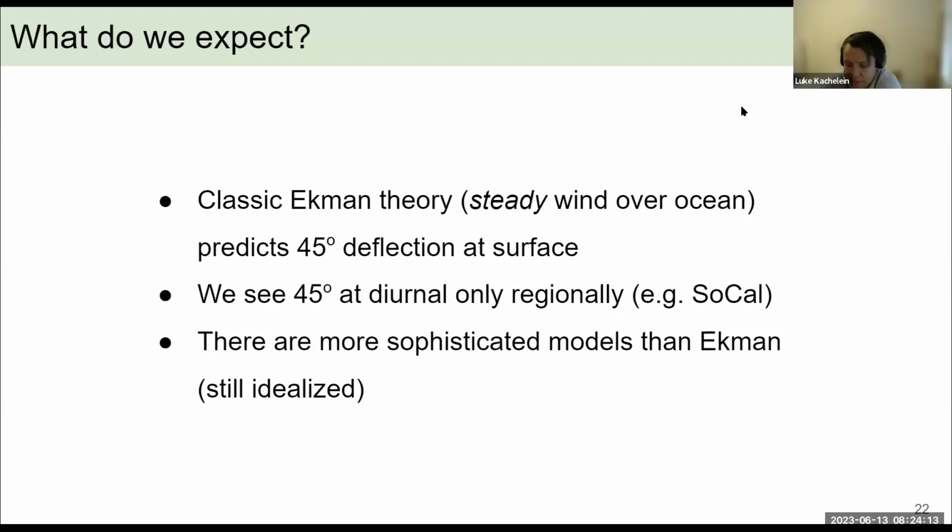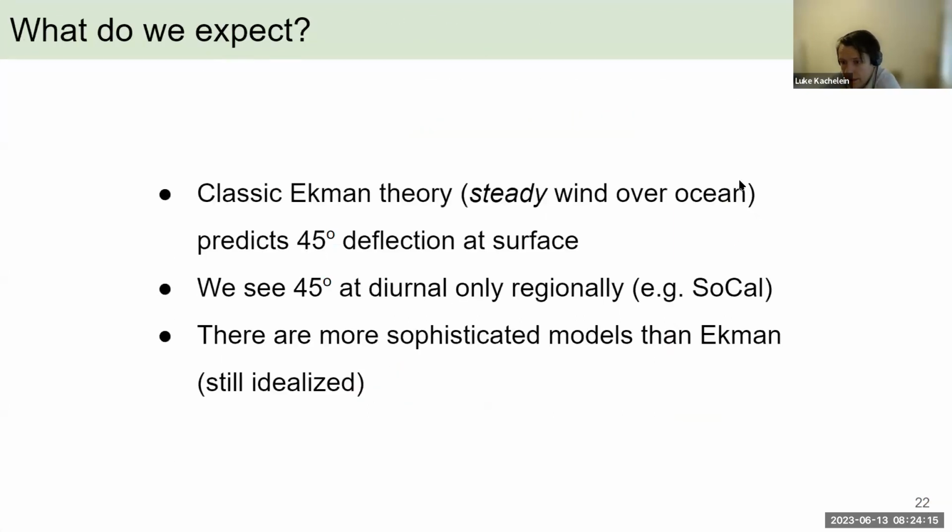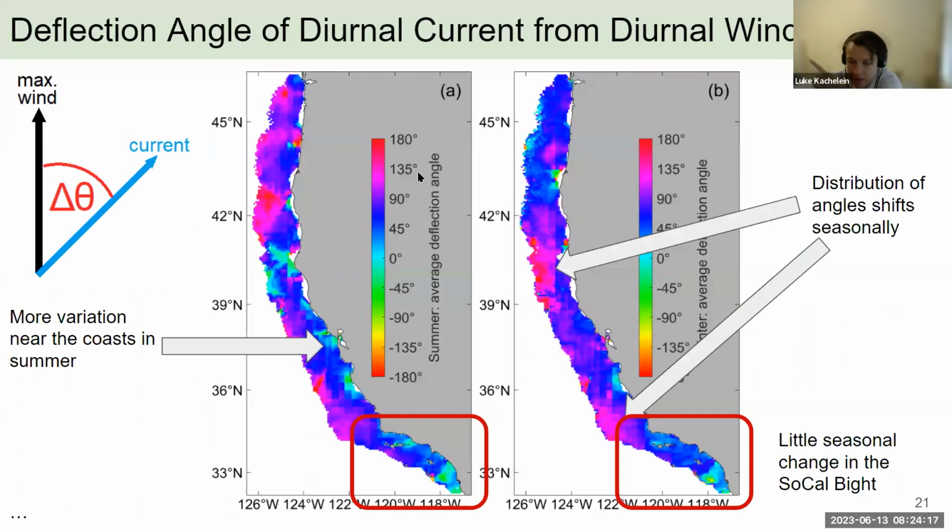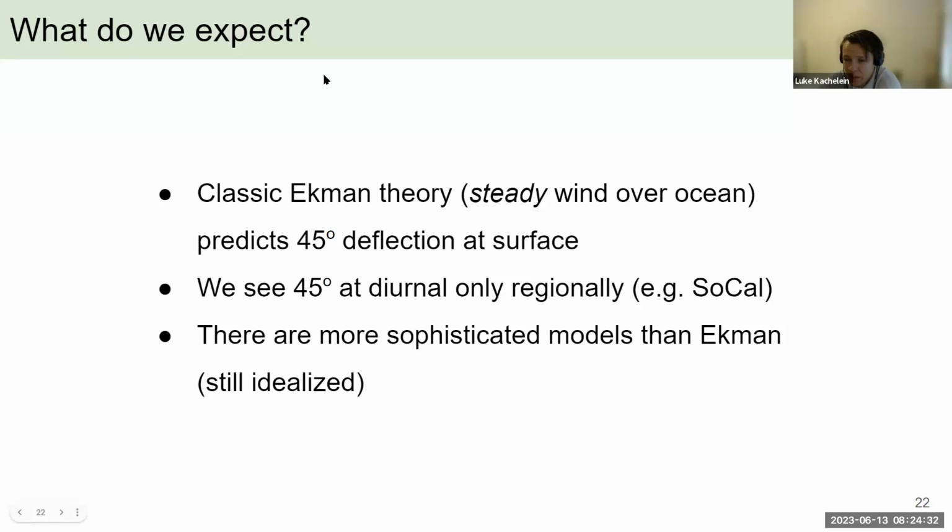So in Southern California, sorry, let me go back. In Southern California, 45 degrees is this dark blue, more like a teal blue. And that's pretty much most of the SoCal Bight, especially off Los Angeles County. You see a 45-degree diurnal only regionally. And there are more sophisticated models than Ekman. They're still idealized, but they account for more stuff.